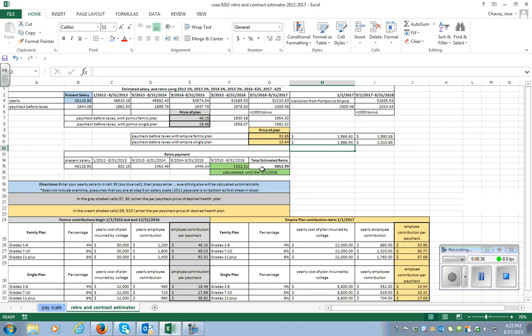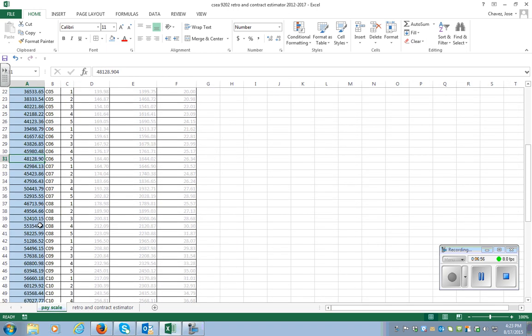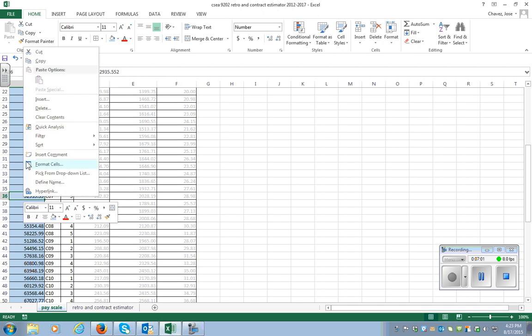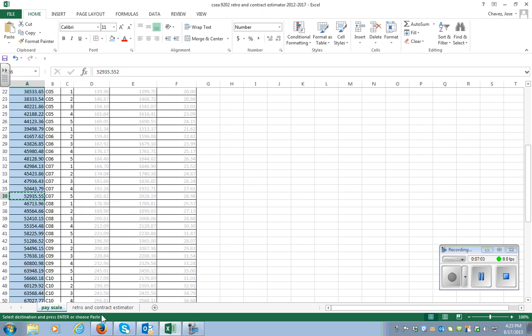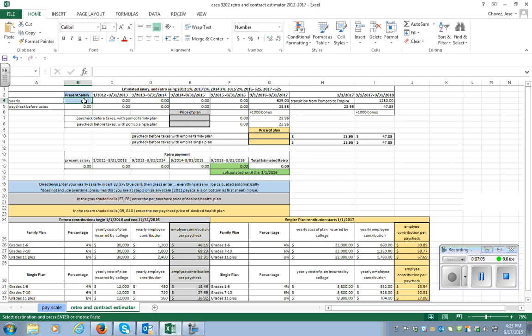Now let's go ahead and do this for someone in the next scale between 7 and 10. So let's go ahead and blank these out. I'm clicking on the cell, pressing delete, clicking on the cell, pressing delete, doing the same for the following 3 cells, and last but not least, present salary. So let's go back to our pay scale and find someone who's a grade 7, step 5. Let's copy that. We're going to go back to the retro calculator and estimator, and we'll paste that.